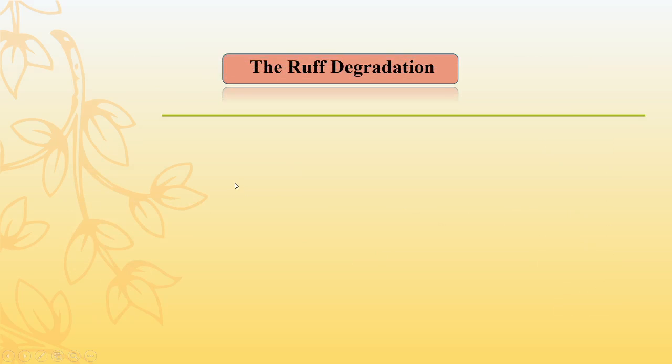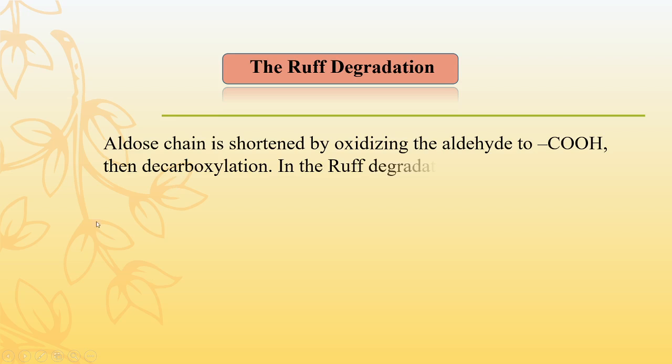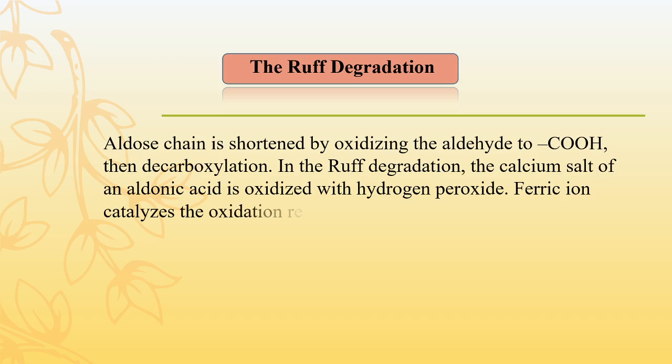Our next reaction is the Ruff degradation. The aldose chain is shortened by oxidizing the aldehyde to COOH, then decarboxylation. That means initially we have a sugar molecule, the aldose sugar, and when it is oxidized to the acid by a mild oxidizing reagent, that is bromine water, then there is a decarboxylation.